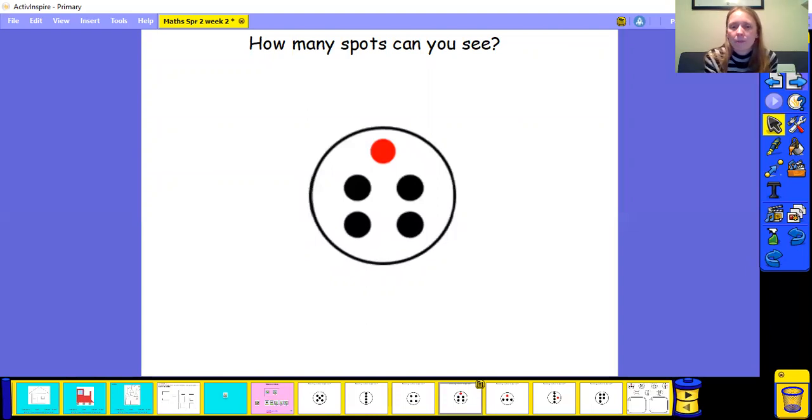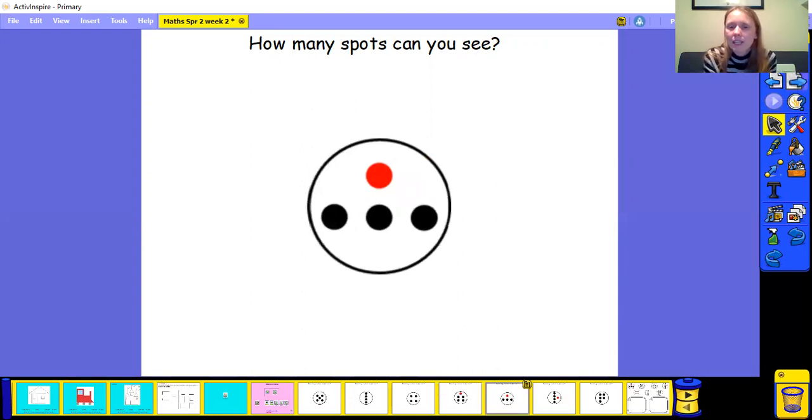What about this one? Did you spot that it has the 4 pattern again? So here there are 4 black dots and 1 more red dot at the top. We know that 1 more than 4 is 5. So there are 5 dots altogether.